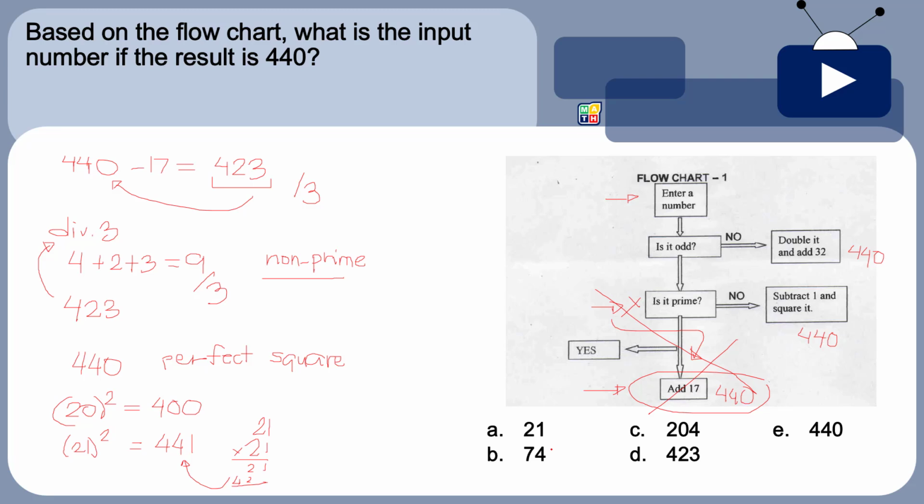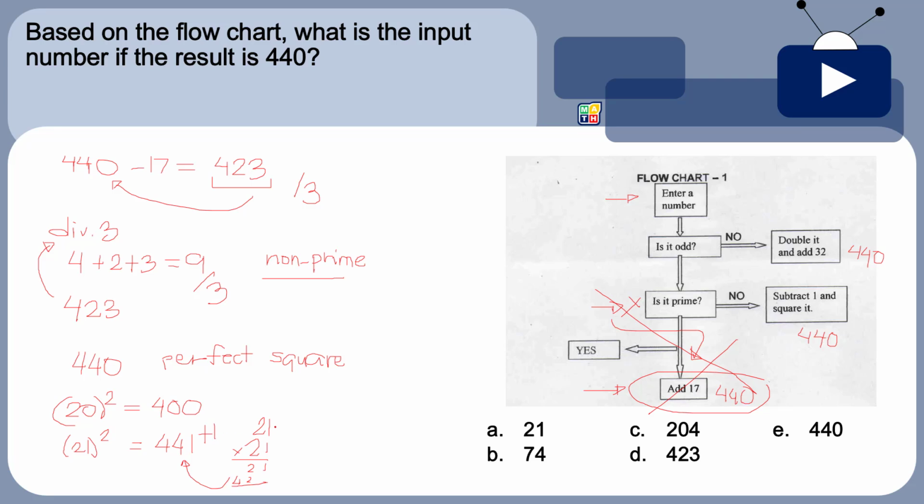Now, you might want to debate that, sir, you forgot to subtract 1, because if you subtract 1, that's 440. But wait, you just need to take note of the process. 440 is the result after subtracting 1 and squaring it. So by the reverse process, we start with squaring it. And when you say subtract 1, the reverse operation for that is plus 1. Okay? So that's the process.